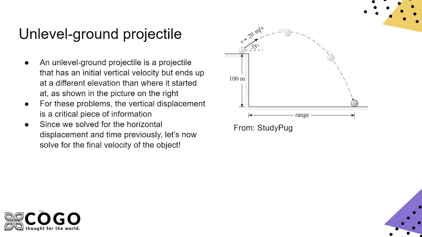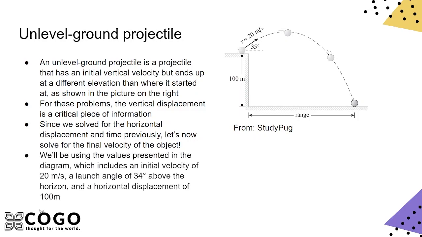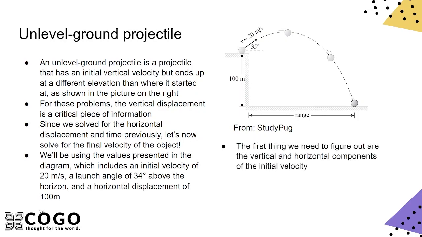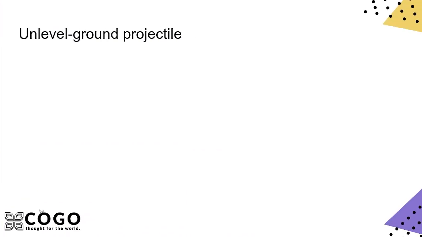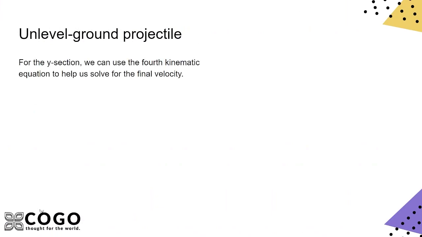In this problem, we'll be using the values presented in the diagram, which includes an initial velocity of 20 meters per second, a launch angle of 34 degrees above the horizon, and a horizontal displacement of 100 meters. The first thing we need to figure out are the vertical and horizontal components of the initial velocity, as shown below. For the y-section, we can use the fourth kinematic equation to help us solve for the final velocity.